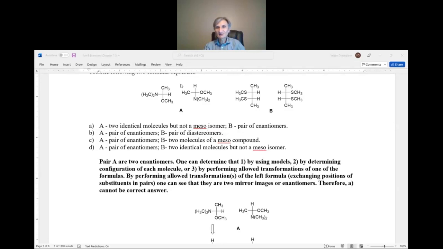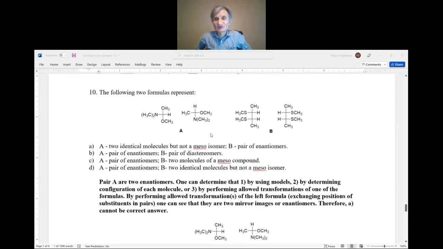Now, how do you figure out whether they are identical? There are several ways to do it. One is to determine the RS configuration. So determine whether this is R or S, and then if they're both R or both S, they're identical. If one is R, the other S, they're a pair of enantiomers. Another is to make models. From each of these molecules, you make models and compare them. Are they mirror images, a pair of enantiomers, or do they superimpose? Are they identical?